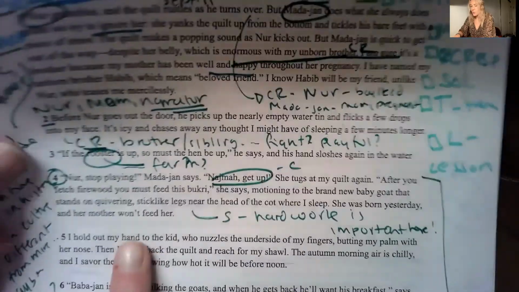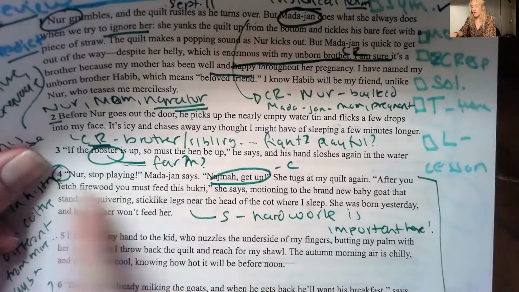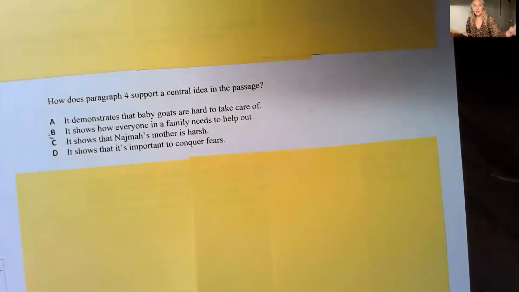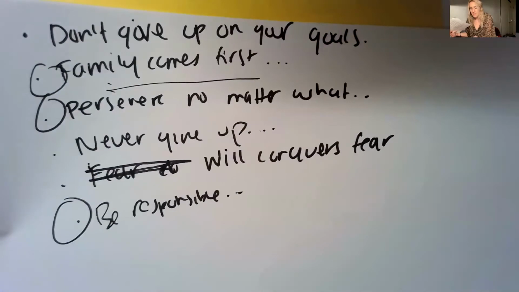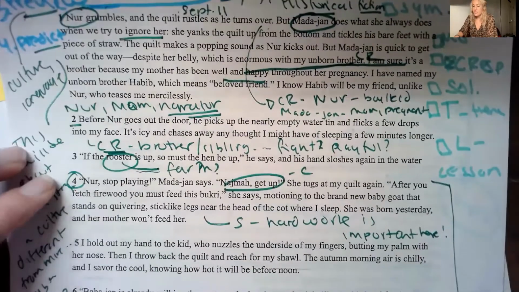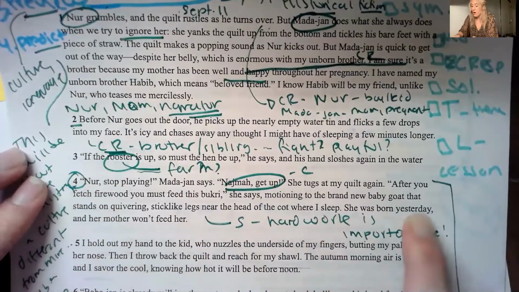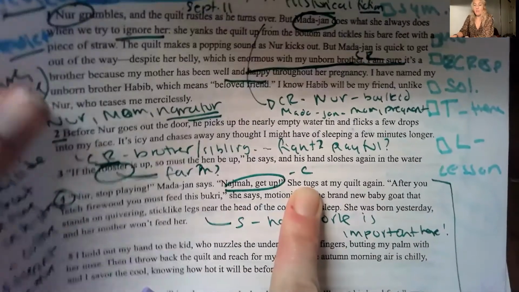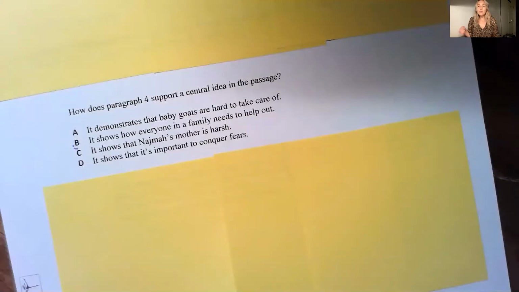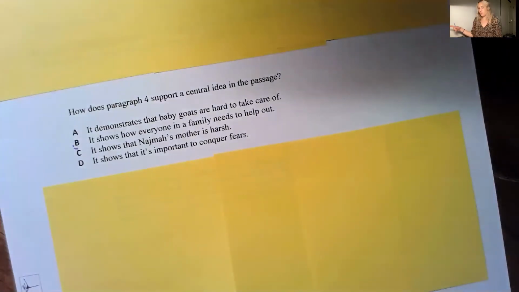So I'm thinking that the only answer that I really can defend with actual details from this part, and that also matches my predicted main idea statements, is probably going to be B. It shows how everyone in a family needs to help out. I have details that fit from this one part. And if I'm thinking big picture, it also could fit to other parts of the story.